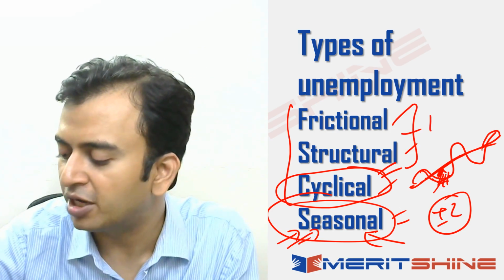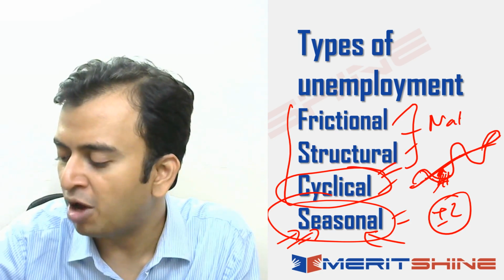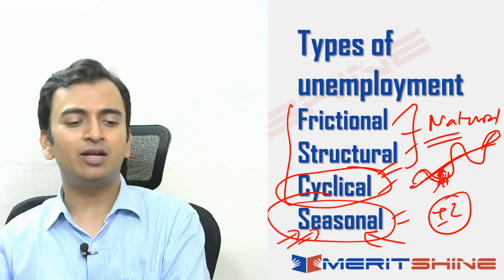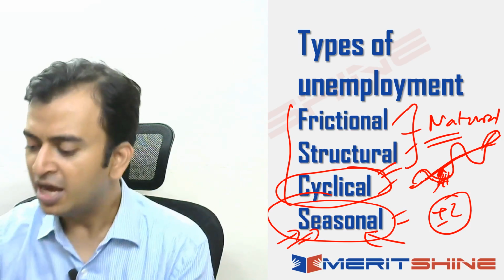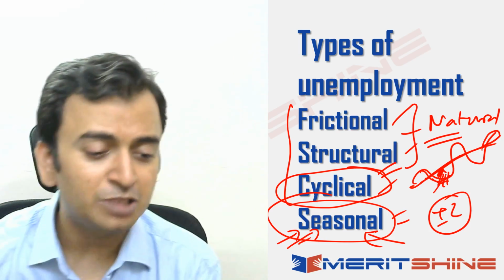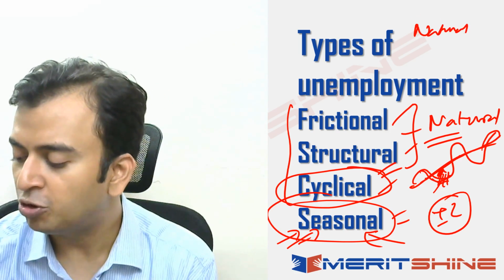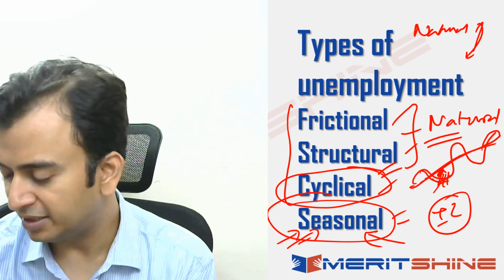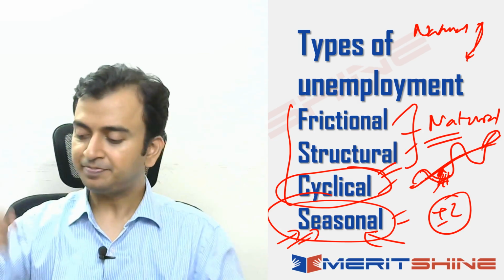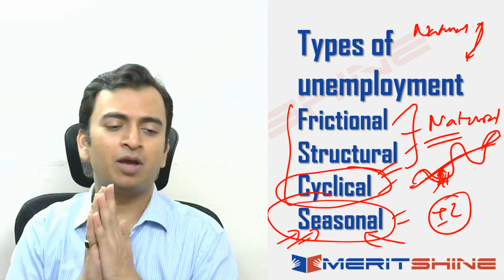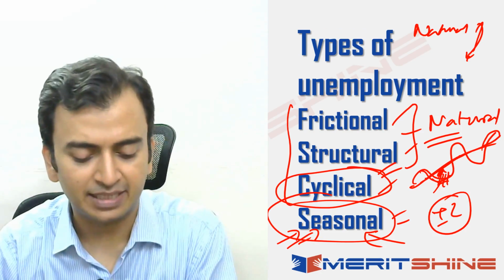These two are together called as natural unemployment rate. So zero unemployment is not something that you aspire for. This will always be there. You are aspiring for, or you strive for, natural rate of unemployment to be less and less. Okay, you will always have natural unemployment rate. Okay, I hope that part is clear.